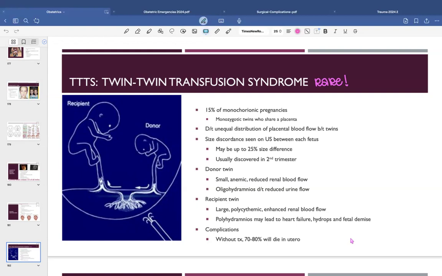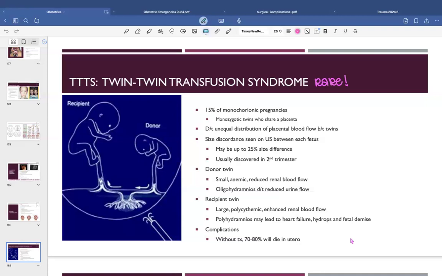Low amniotic fluid. Or the recipient twin, they're receiving too much blood, but this can also be a problem because it can overwork their heart. So they're in a state of hypervolemia, too much fluid, too much blood. They have increased urination. They can have too much amniotic fluid, which can lead to polyhydramnios, which can lead to heart failure, hydrops, or fetal demise. So it is a problem. It could be a problem for both twins.